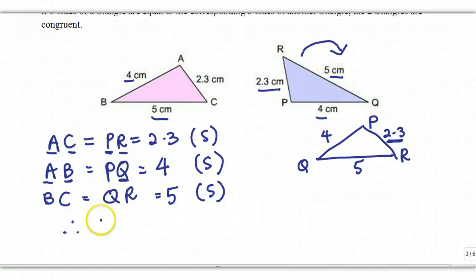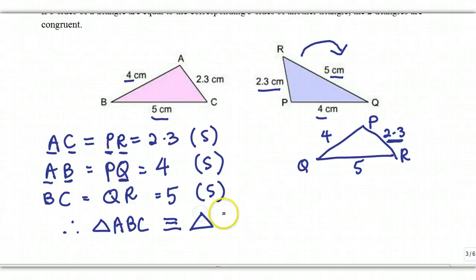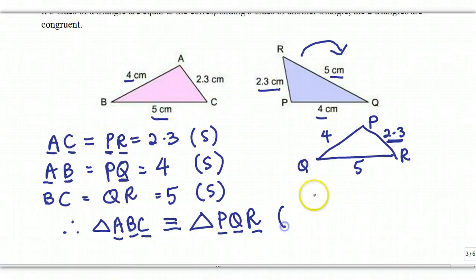Therefore, we can conclude that triangle ABC is congruent to, remember the 3 horizontal lines represent congruency, triangle PQR. Note that the sides are corresponding. A corresponds to P, B corresponds to Q, C corresponds to R. And finally, we will write the reason, and the reason in short form is side, or triple S.